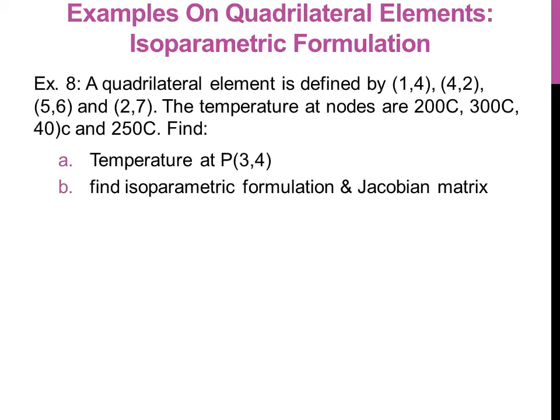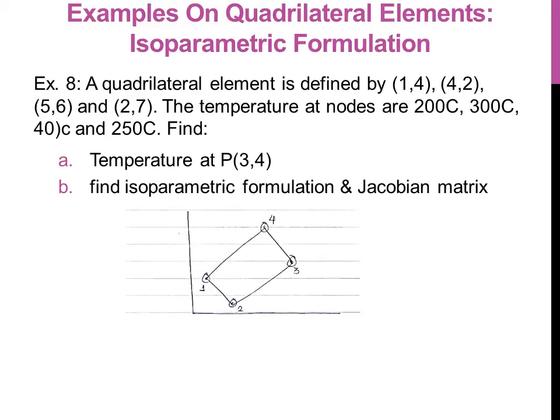Next we will see one example on a quadrilateral element, that is the isoparametric formulation. See here, a quadrilateral element is defined by (1, 4), (4, 2), (5, 6) and (2, 7). The temperatures at the nodes are 20 degrees Celsius, 30 degrees Celsius, 40 degrees Celsius and 25 degrees Celsius. Find the temperature at point P (3, 4). And second, find the isoparametric formulation and the Jacobian matrix.